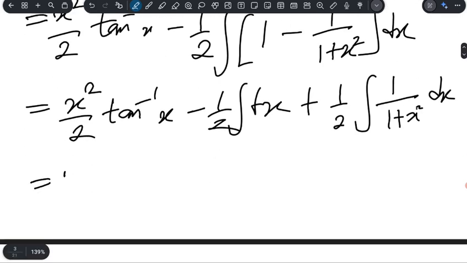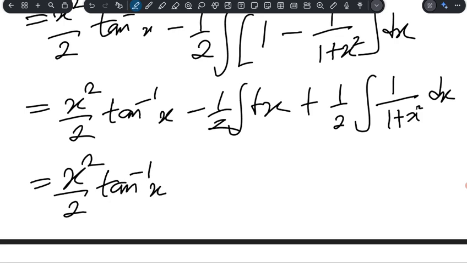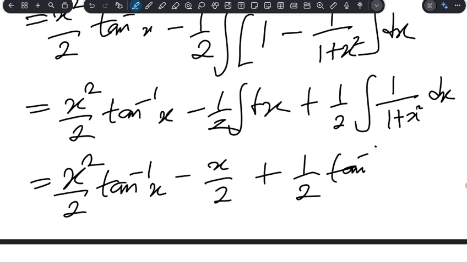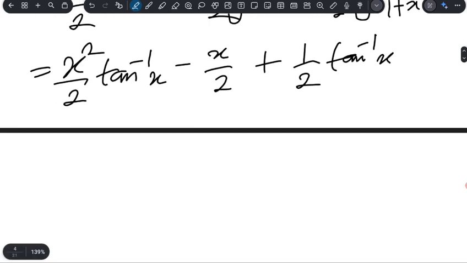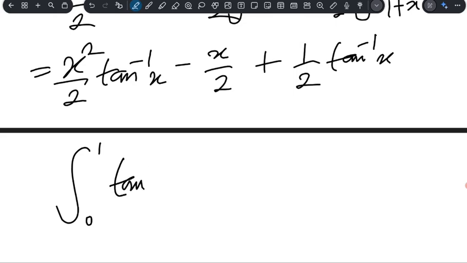So we have x squared over 2 arctan x. By the time we integrate dx, we have minus x over 2, plus half of this. The integral of 1 over 1 plus x squared will surely give us arctan x. But the question given to us is to integrate, with upper limit 1 and lower limit 0, arctan x over x dx.